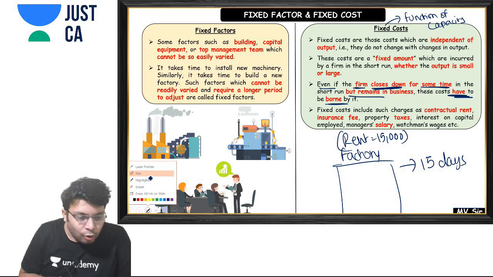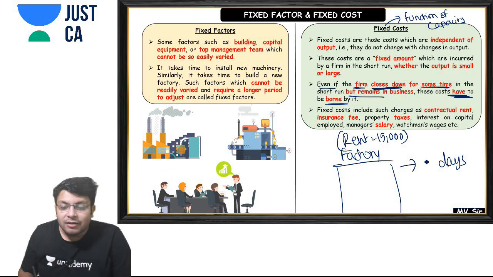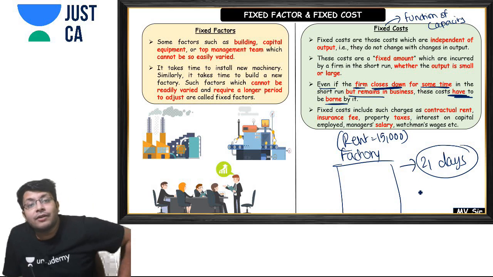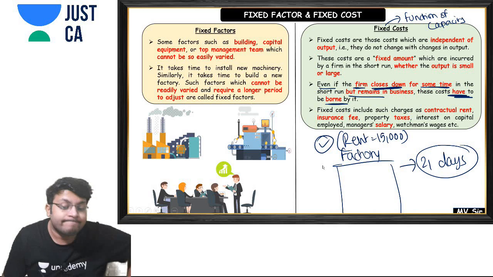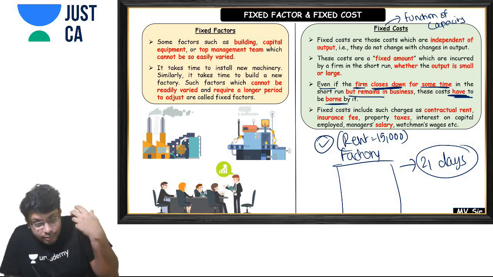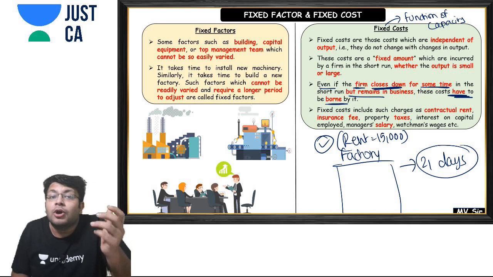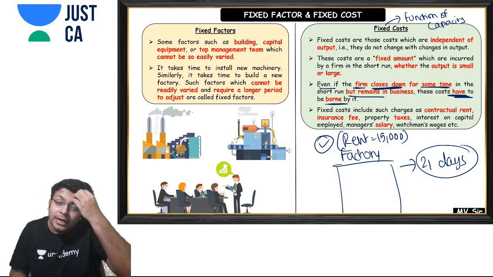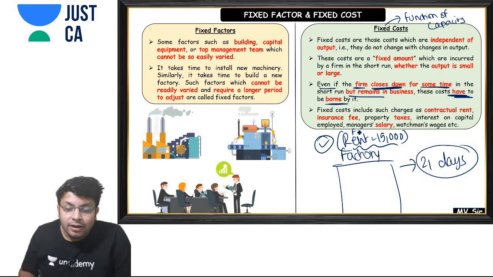Or take the example of corona. In corona, we had a lockdown for a longer period. For example, the first 21 days we had a lockdown. In these 21 days, if you have shut down your factory, you will still have to pay rent. But when you shut down your factory, you wouldn't need to pay any variable cost, because you are not using any variable factor. But even if you shut down your business, you would still need to pay your rent, right? Rent is a fixed cost.